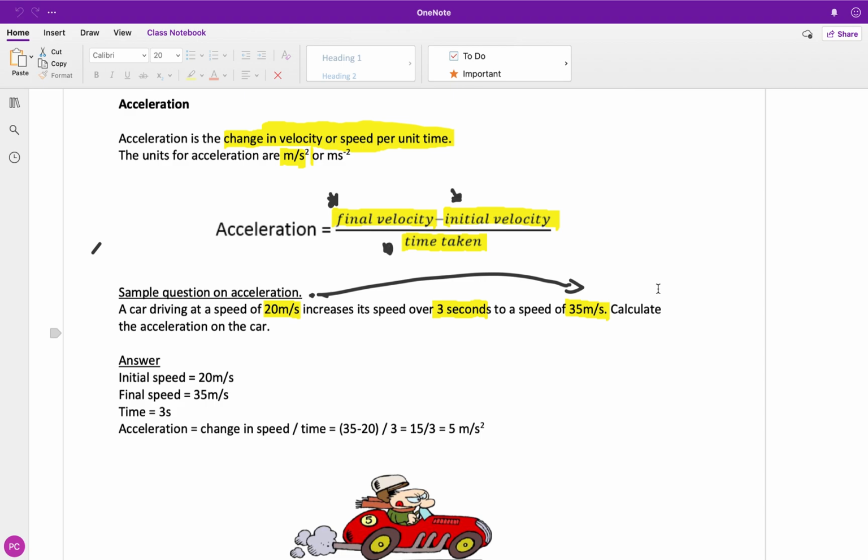So what we do is we say, right, well, what's the difference between 35 and 20? 35 and 20 is going to be 15. Well, I'll write the whole thing out for sure, why not? So here's our final velocity, take away our initial velocity, all over, how long did it take? 3 seconds.